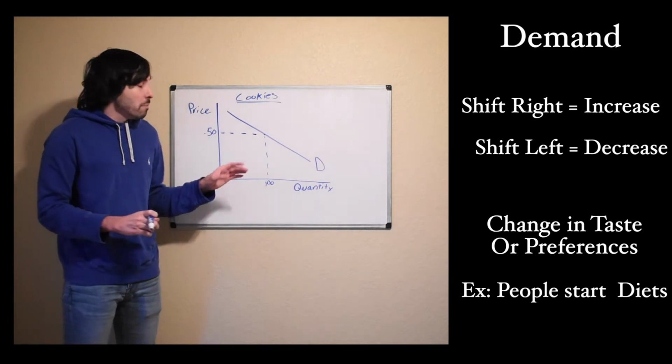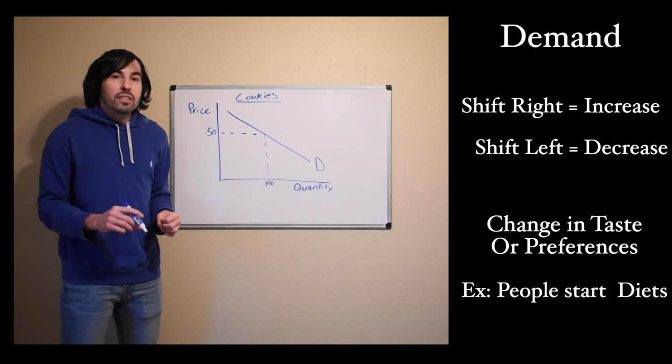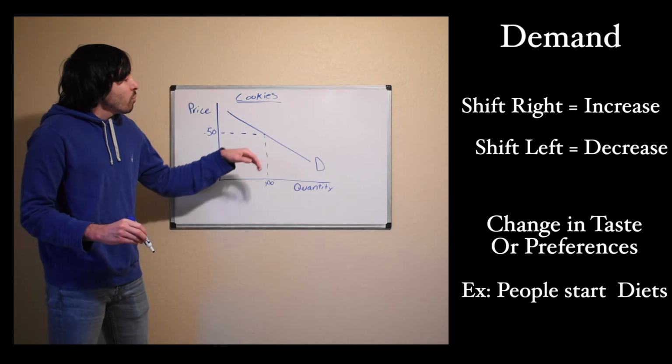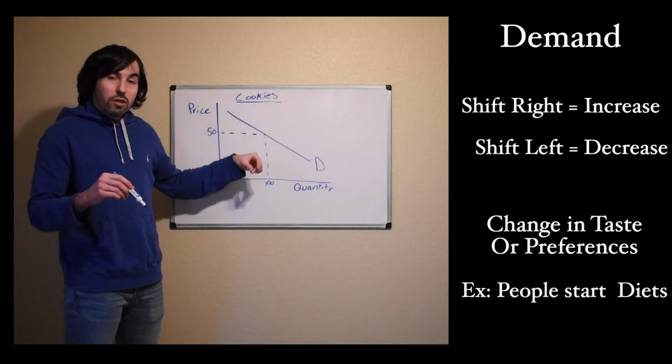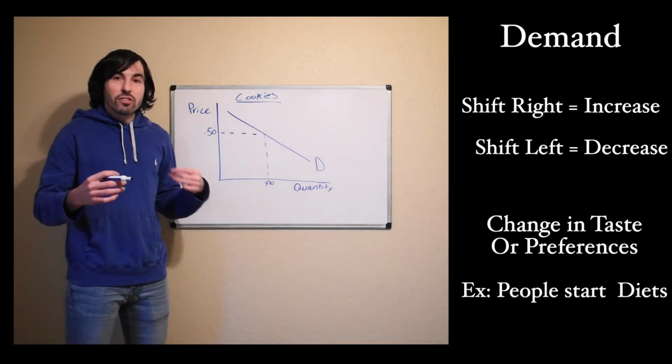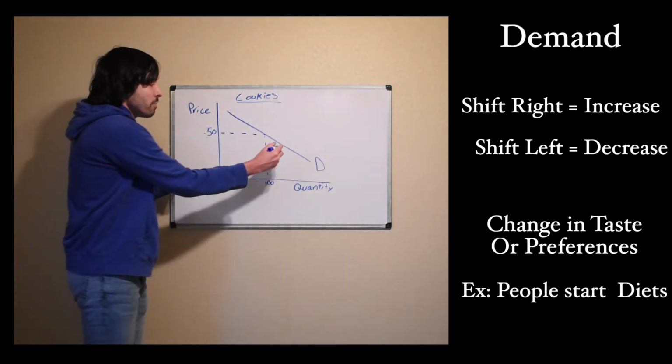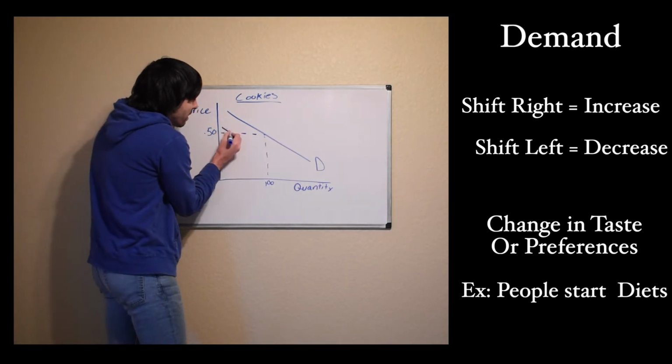So now, no matter what the price is, people are going to be demanding fewer cookies. So what will happen? We are no longer buying cookies because of a change in preferences. We don't want sugar anymore. So the demand for cookies is going to shift to the left.